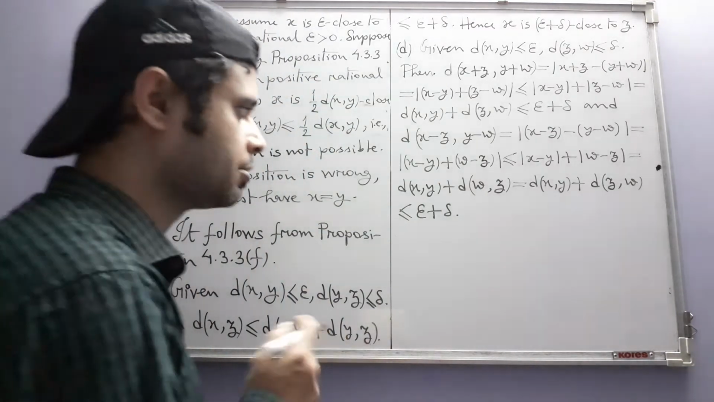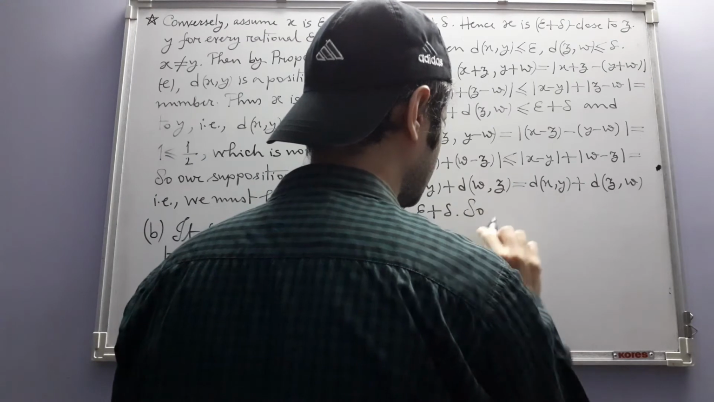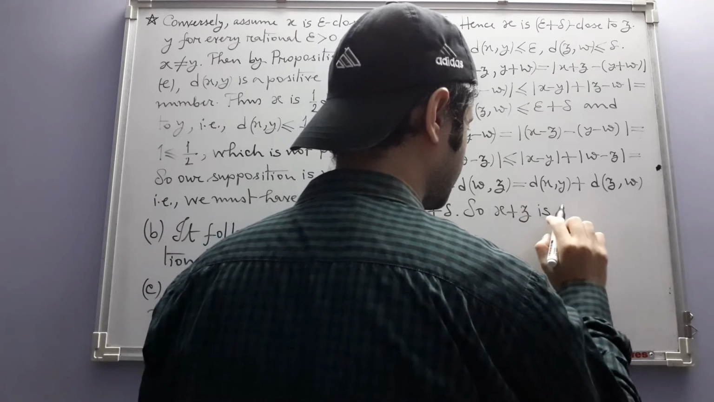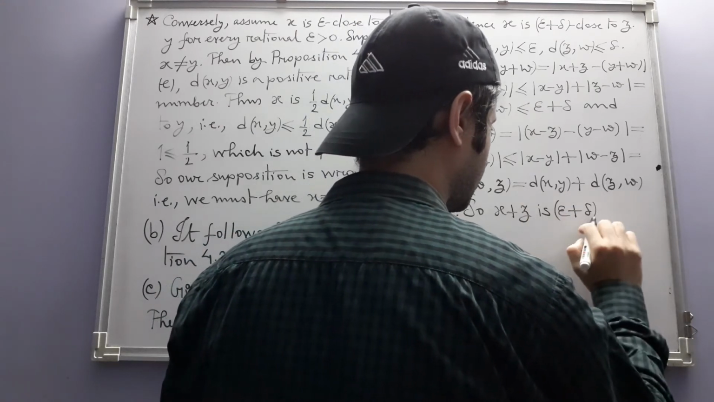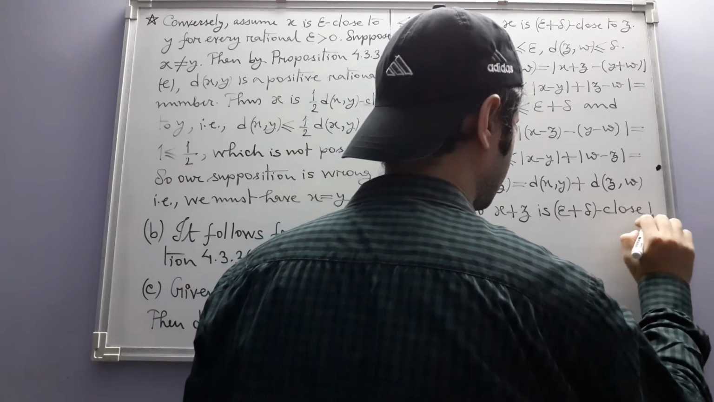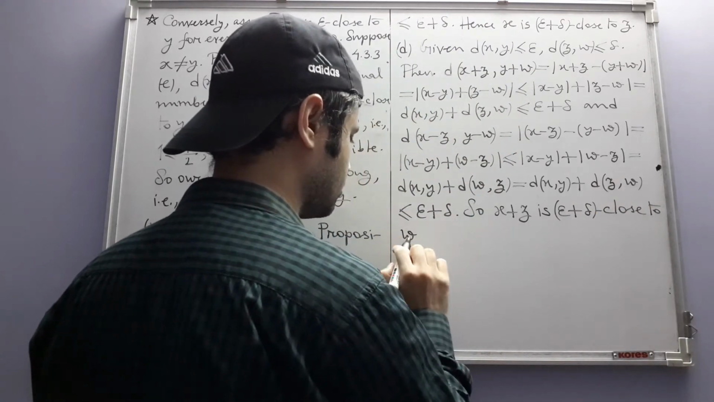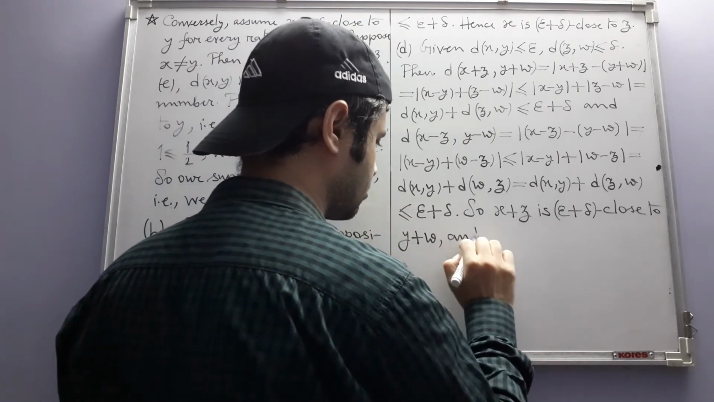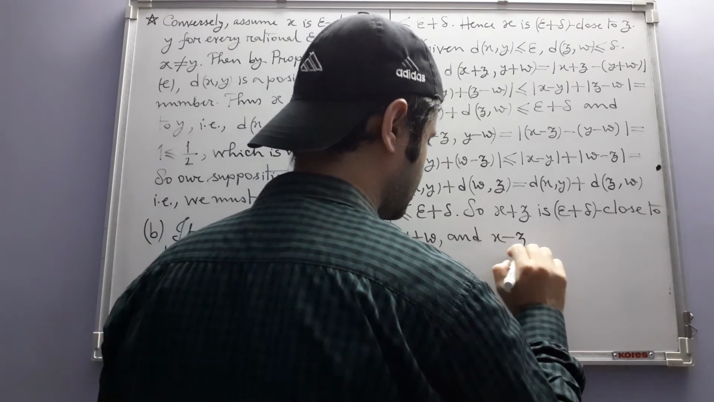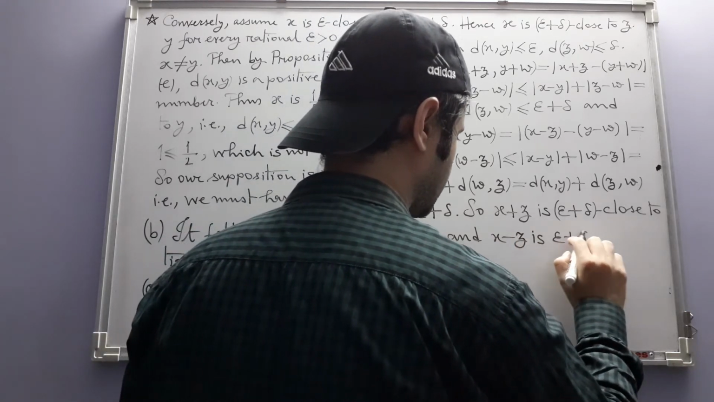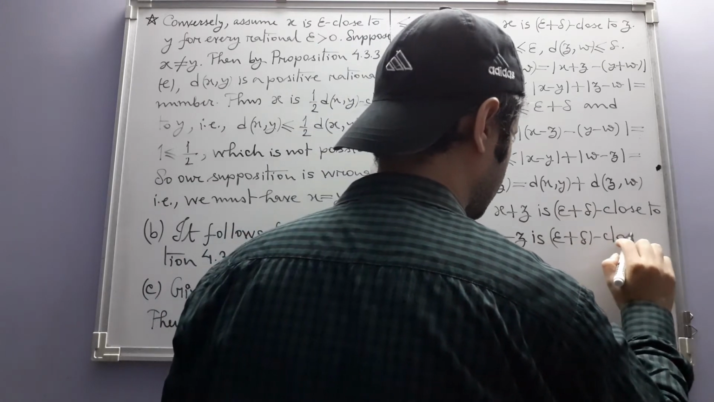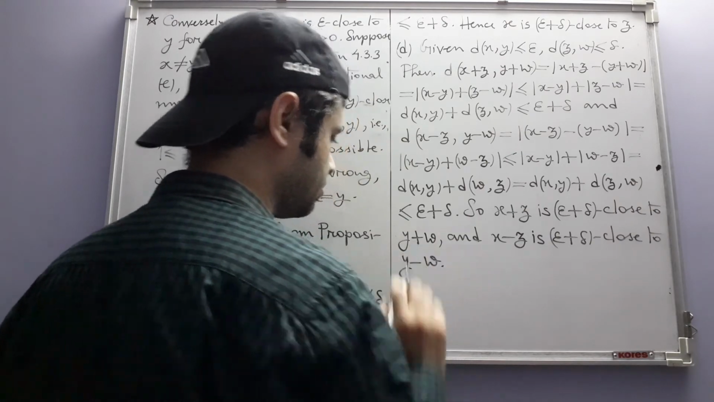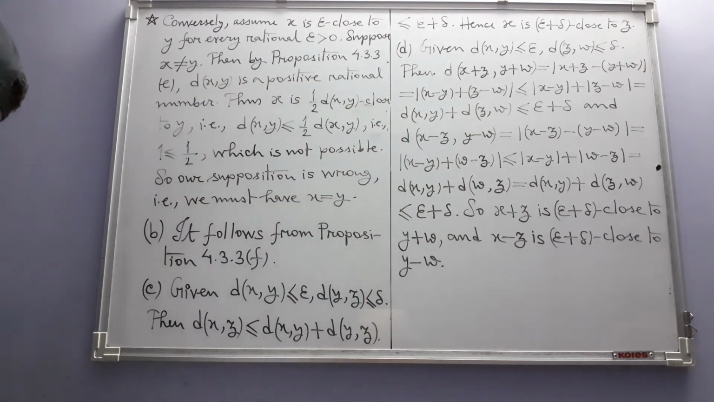So that's it, that's what we want. So x plus z is epsilon plus delta close to y plus w, and x minus z is also epsilon plus delta close to y minus w. So this is part D.